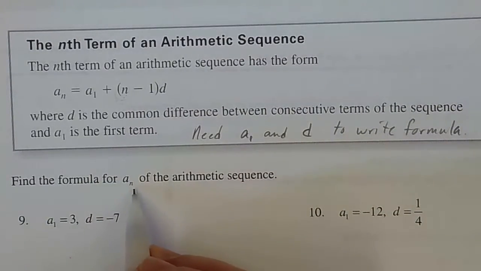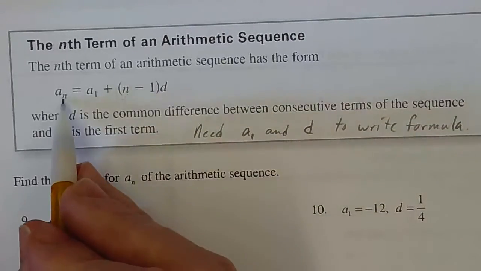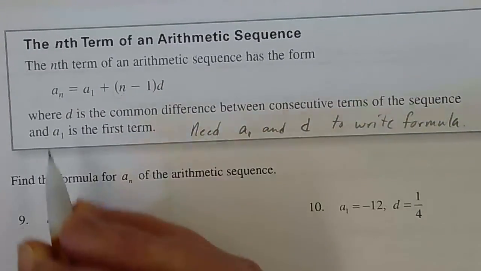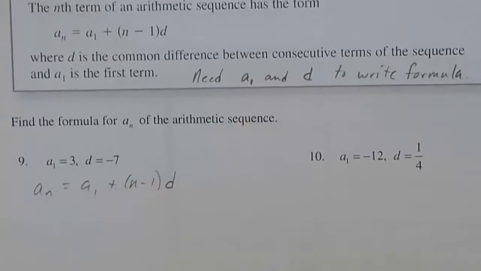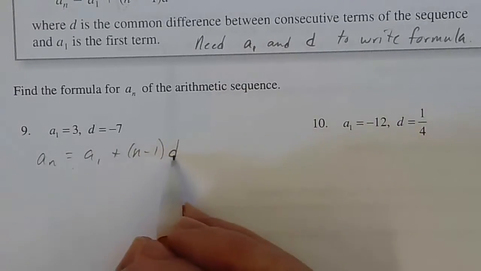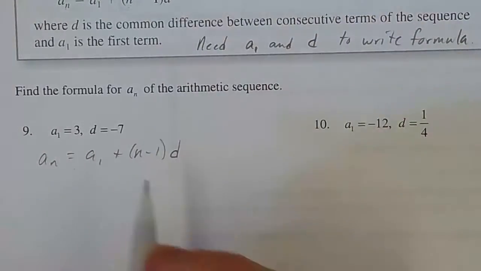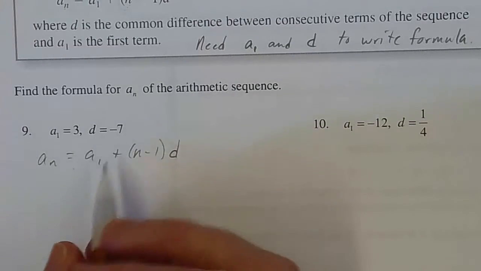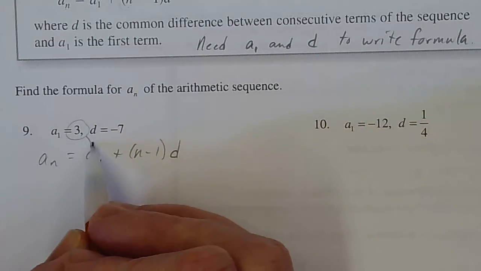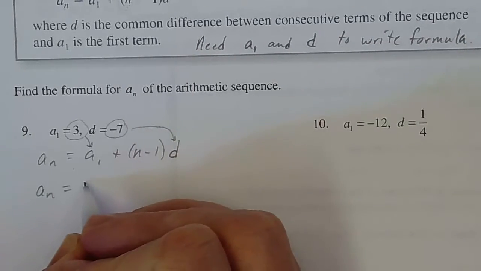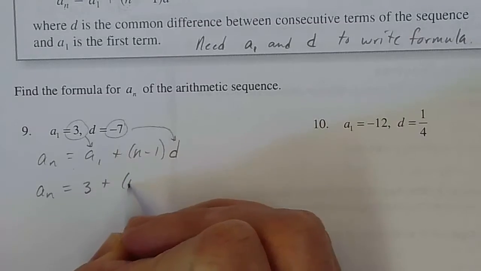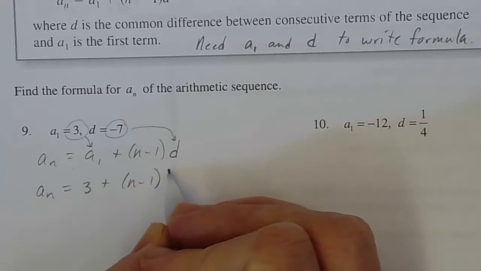Okay, so find the formula for a sub n of the arithmetic sequence. So here we go. We're going to use this right here. I'll just make sure you're very clear on what we're using, so I'm just going to rewrite it here. We could put the common difference in front of this quantity or after it. For whatever reason, they put it after. I'll just follow suit with that. Okay, so let's plug in 3 here, and the common difference is going here. So we have a sub n equals 3 plus n minus 1 times negative 7.